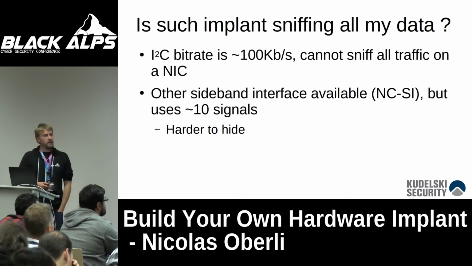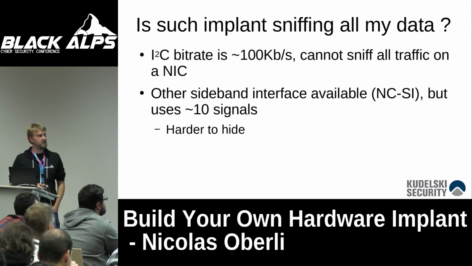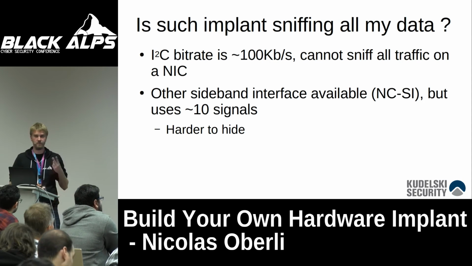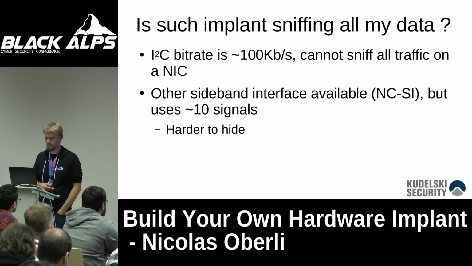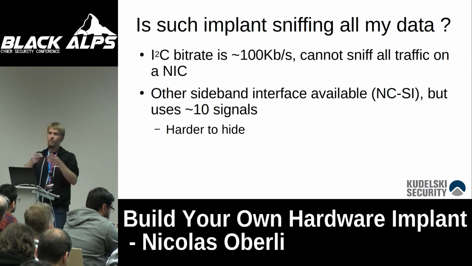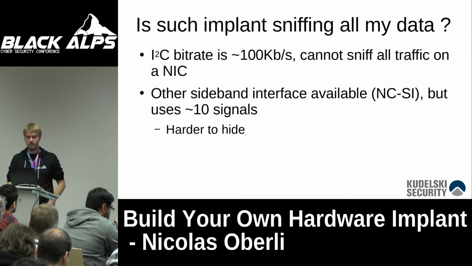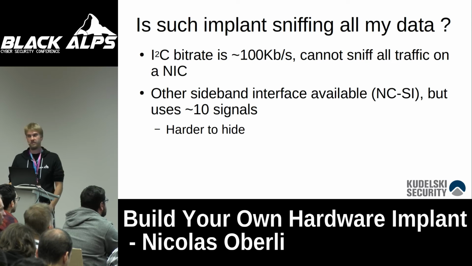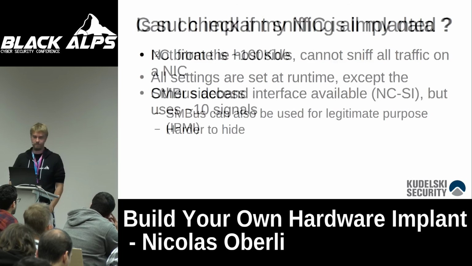There is also another available sideband interface, which is called NCSI, which uses a lot more signals. You don't have just two pins. You need to have around 10 something. So again, if you have more pins, the chip is bigger and it's more difficult to hide. So there is a way to sniff traffic at gigabit speed using that, but the implant will not be that stealthy.